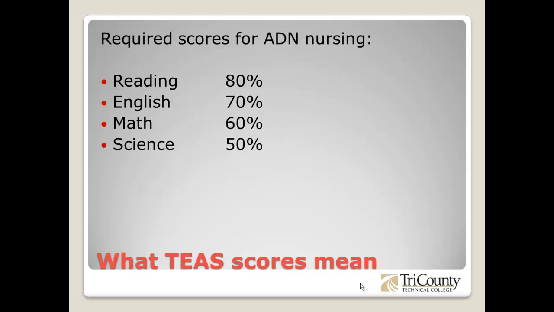In order to be eligible to submit your clinical entry application form, you must earn a minimum score of 80% in reading, 70% in English, 60% in math, and 50% in science. Again, you have 2 chances to take the test and meet those score requirements. The system will select your best attempt in each subject as your final score.